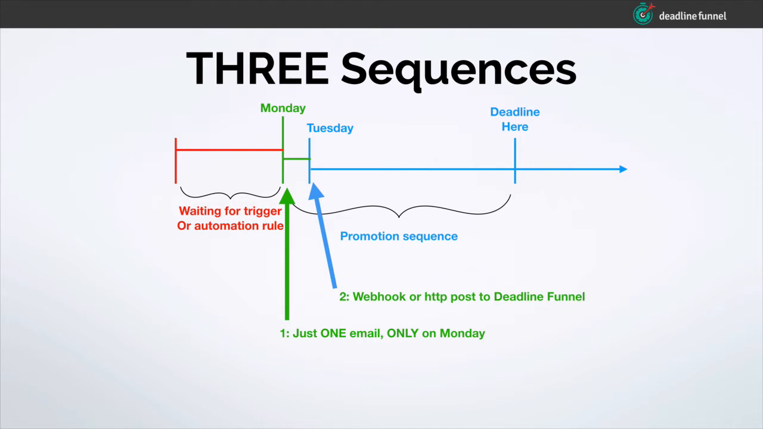Sequence number two, the one in the middle, is actually going to be a one email sequence that goes out on Monday and Monday only. The webhook happens when they actually roll into the last sequence, and so we need to make this one day shorter than we normally would.